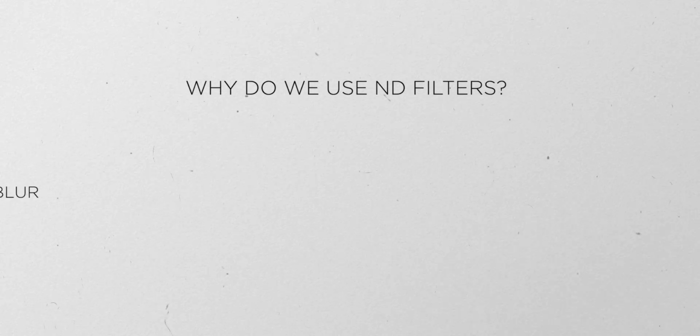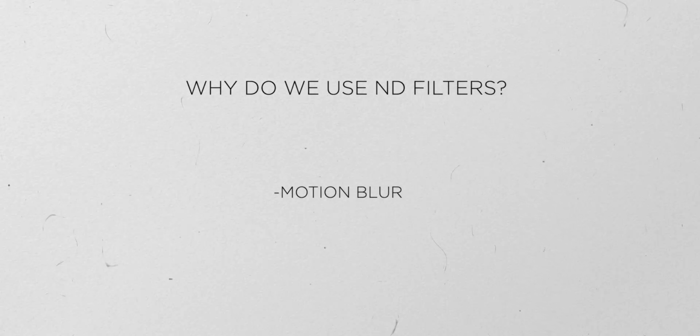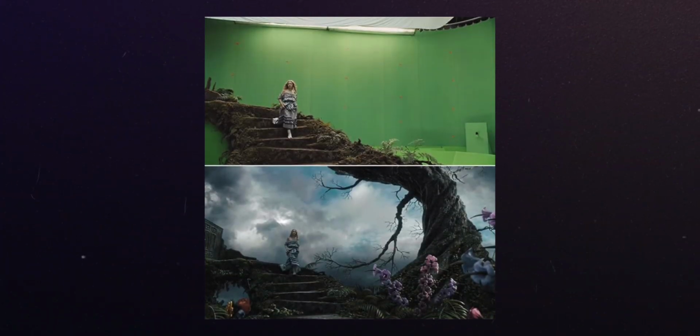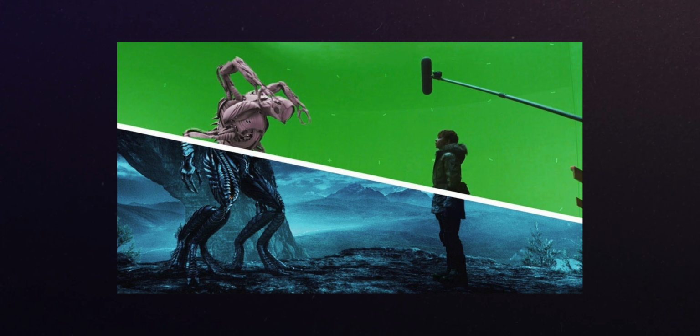We use them because we want to have motion blur in our image. Motion blur allows us to have a more natural look, but sometimes motion blur kills the image. Let's just take some Hollywood movies that use green screen. When you're using the green screen, you do not want to have motion blur in your image because it will be really hard to key out your objects.